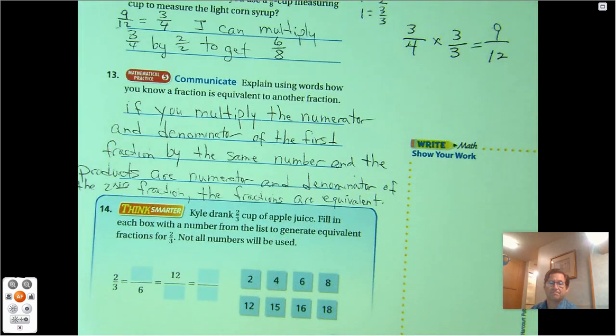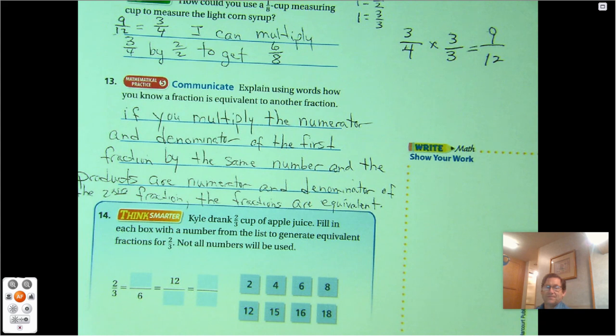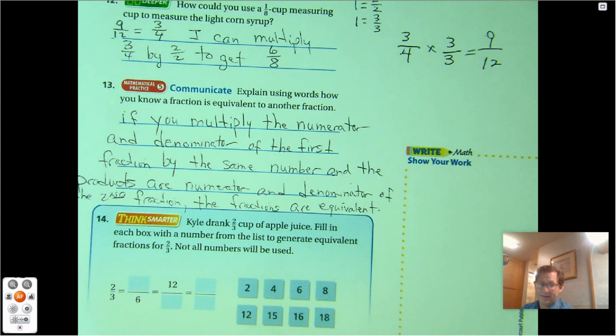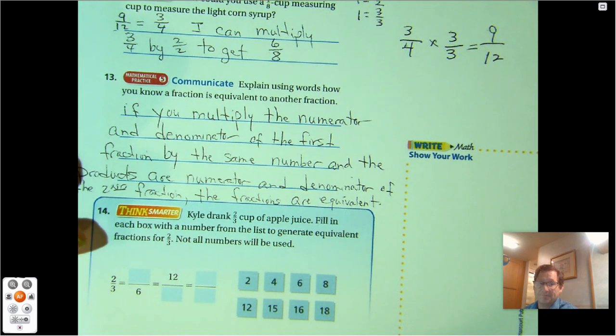All right. So what we've been doing is finding out if fractions are equivalent by multiplying the numerator and denominator of the first fraction by the same number. And when I multiply them, the products, the answer to that multiplication problem, give me the numerator and denominator of the second fraction. Therefore, the fractions are equivalent.